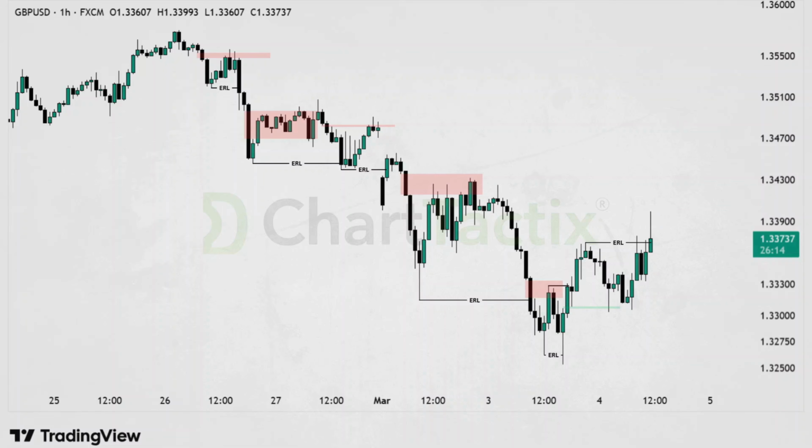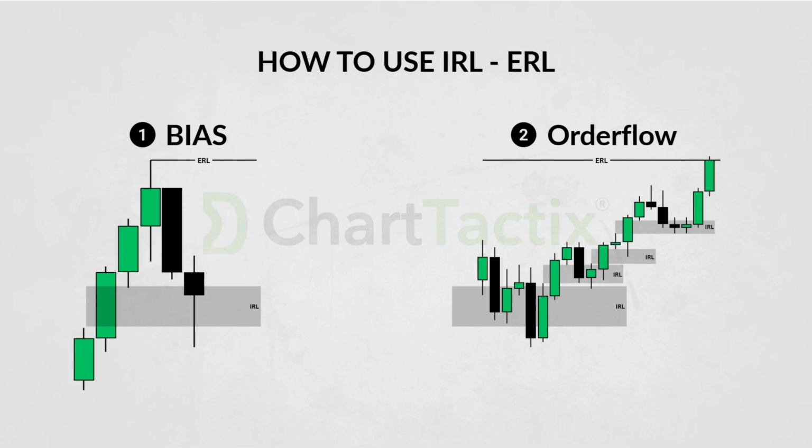But you can't just go to the market and start looking for price to come back into an internal range liquidity to external range liquidity to then take your trade. You need to have context behind it. And that is where it comes to how I use the concept of internal range liquidity to external range liquidity. The first way I use the concept of internal range liquidity to external range liquidity is I use it to get my bias. And the second way is to identify order flow.